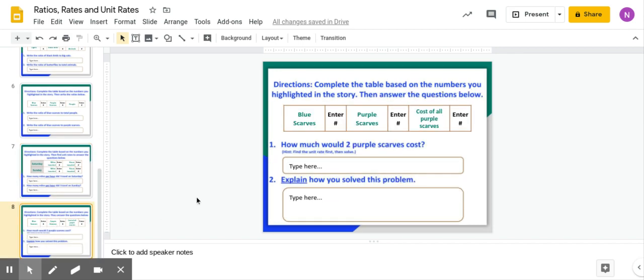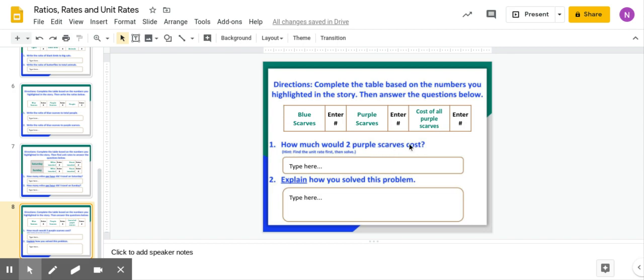And the final slide, complete the table based on the numbers you highlighted in the story, then answer the questions below. All right, so you want to know the number of blue scarves, purple scarves, and the cost of all the purple scarves. Our special guest at the end of the forest told us how much he was going to charge for all the purple scarves. But I don't want them all. I only want 2. So I want to know how much would 2 purple scarves cost? Well, I'm going to find the unit rate first, then solve for 2 purple scarves. You did something very similar to this the other day on your practice.